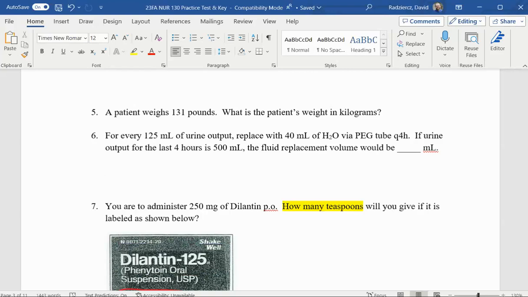Yeah. To me, when I look at this, it's a panic situation because there's so much information in it. But to break it down, I want to know what I'm looking for, and it's fluid replacement volume in milliliters. So right away, I want to find something in there that has milliliters, and there's three. So that's when panic sets in.